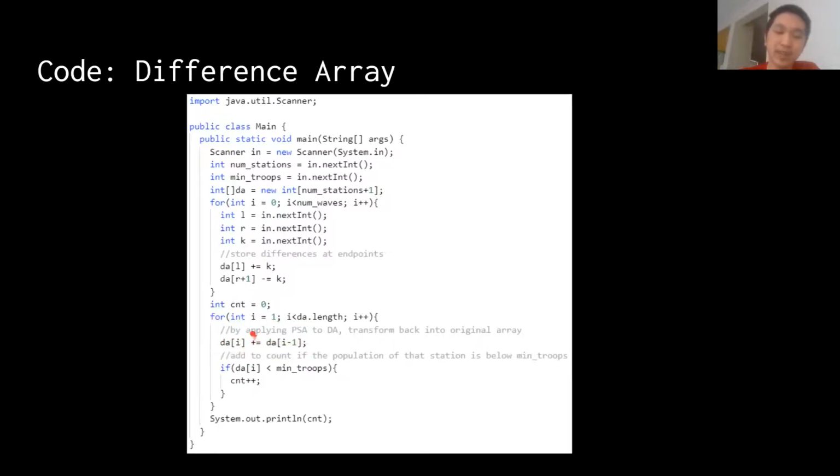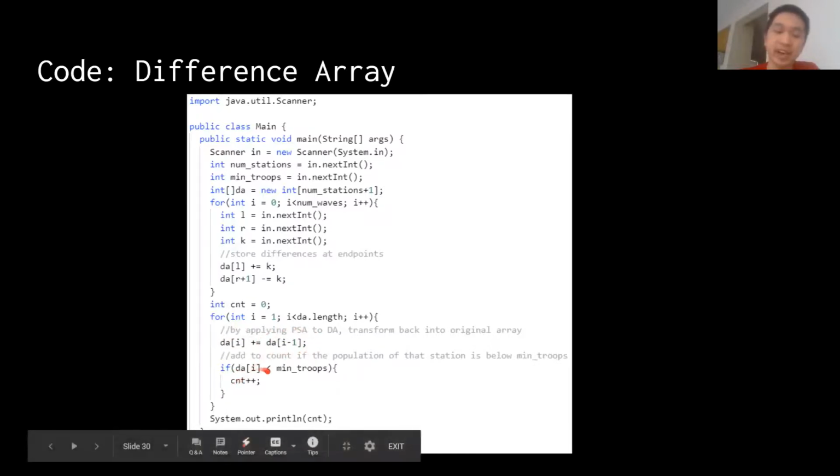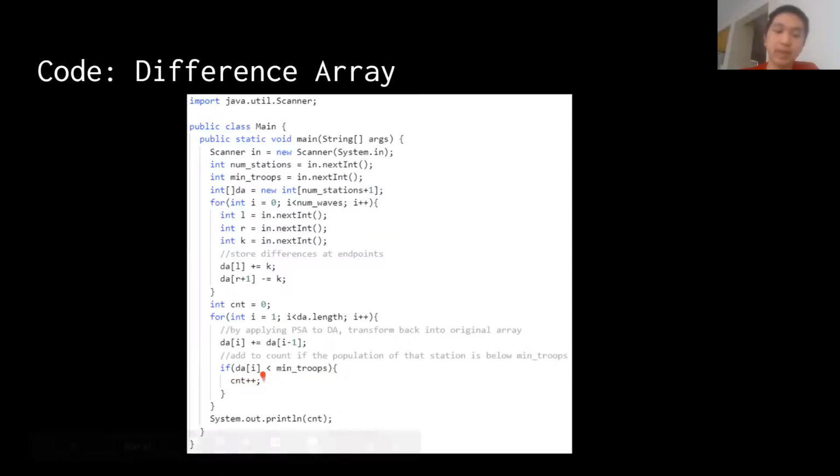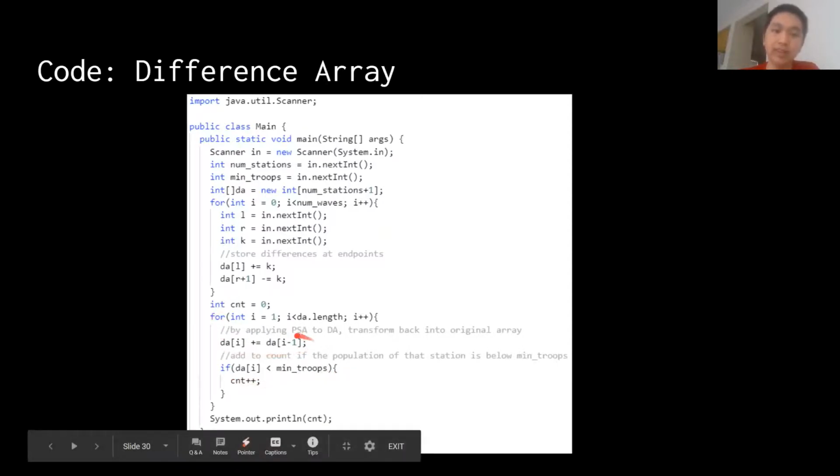So for the difference array at I, you add everything that came before it. And then if the difference array at I is less than min troops, then you can add to the count, right? Because I'm doing a prefix sum on a difference array, it's going to give me the original array. So I can check if array at I is less than min troops, then do count plus plus, and then you can print out the count in the end. So that's just another strategy to use.